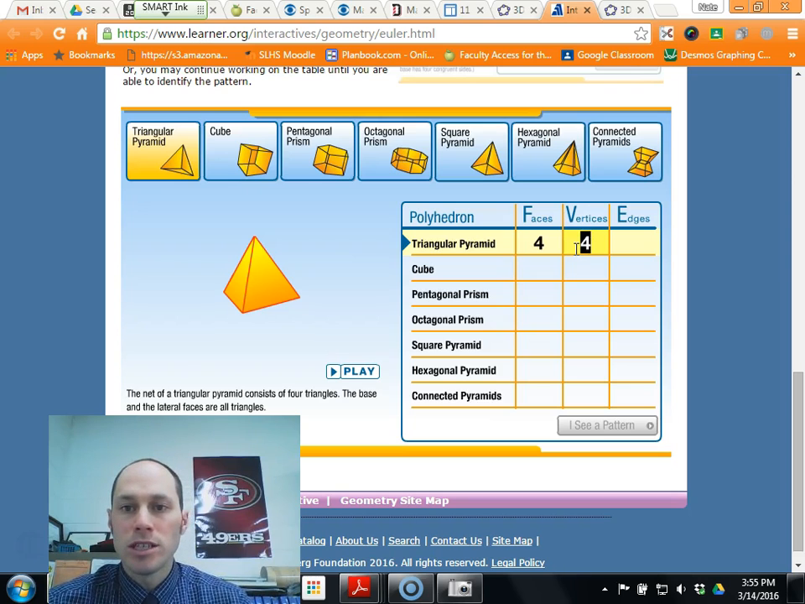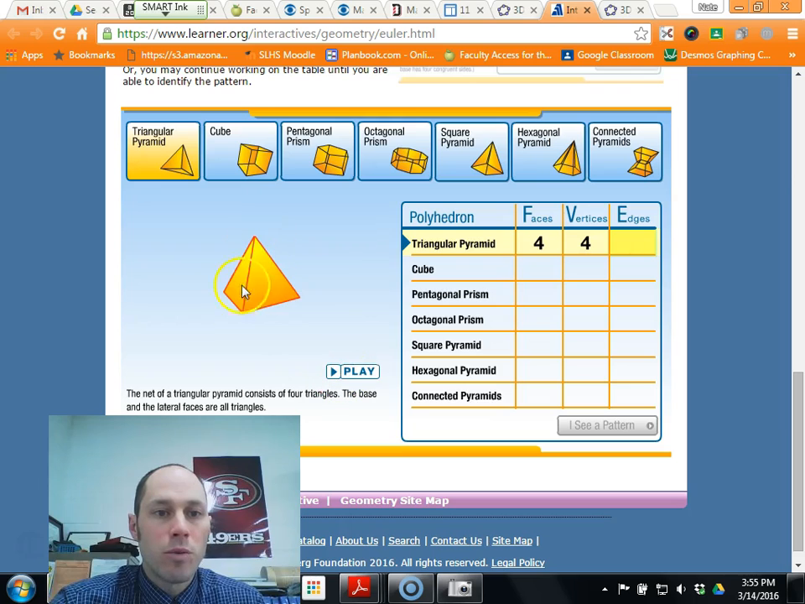And the number of edges, we can count them up: 1, 2, 3 on the bottom and 3 going up the sides. That would be 6. So why don't you take the time, I'm just going to pause this here and we'll go back to the notes, but see if you can find the connection.